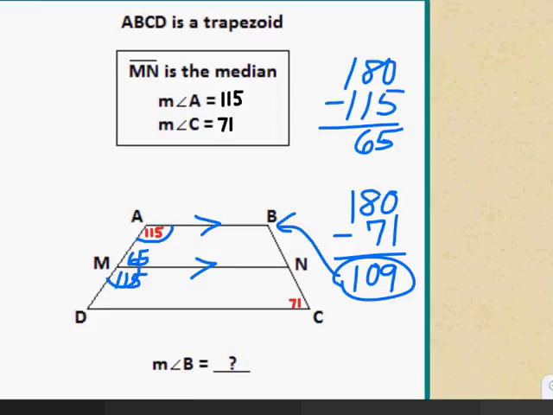And on the other side of the diagram, same thing happens. We have a pair of corresponding angles right here. So there's another 71 degree angle, and therefore, likewise, we have another 109 because those two angles right there are a linear pair. So they should add to equal 180.